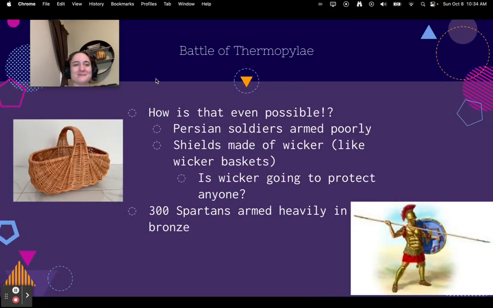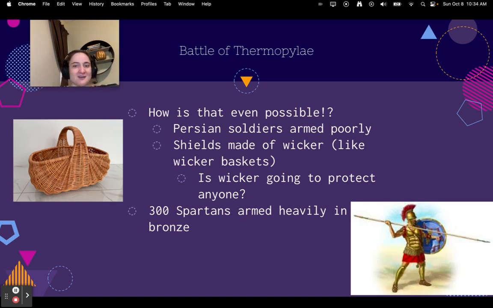So how is this even possible? How do 7,000 soldiers defeat 20,000 soldiers? Well, it really comes down to armor and weapons. So the Persian soldiers were armed very, very poorly. A lot of the time they just had farming tools. They didn't even have proper spears or swords or bows and arrows. That was all reserved really for the Immortals.